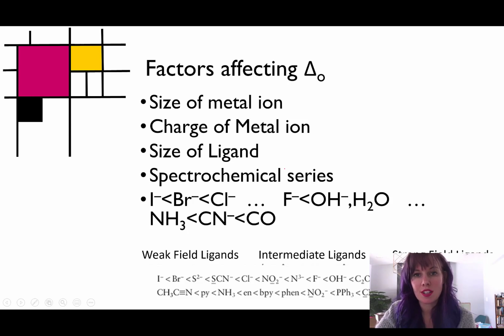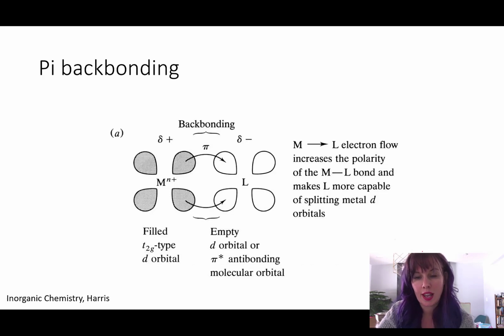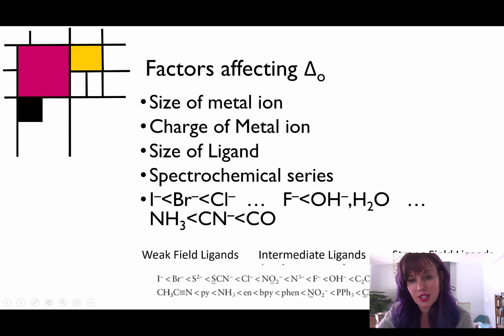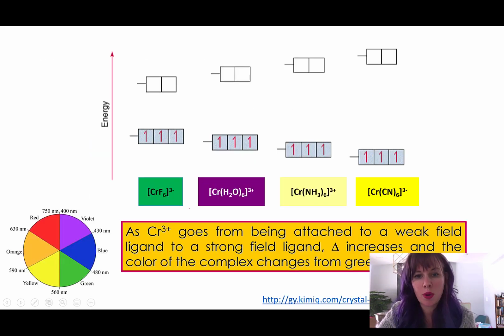And remember the factors that affect our delta octahedral. So differences in delta octahedral will cause different wavelengths of light to be absorbed. And the biggest thing that we'll look at here is our spectrochemical series, weak field versus strong field ligands. And remember that we talked about pi back bonding, and this is the reason why your cyano and carbonyl ligands are strong field ligands. So here's an example where chromium is the metal center for all of these different solutions.